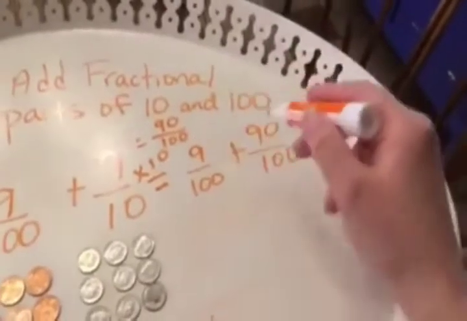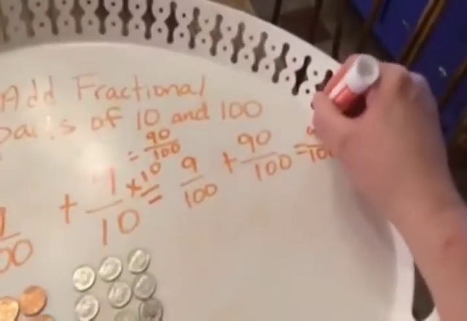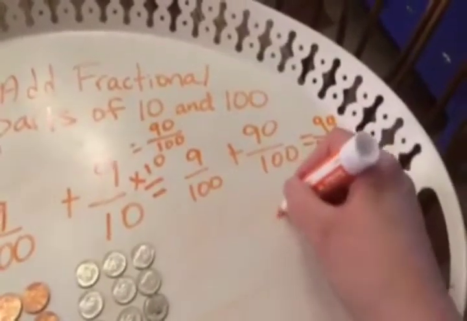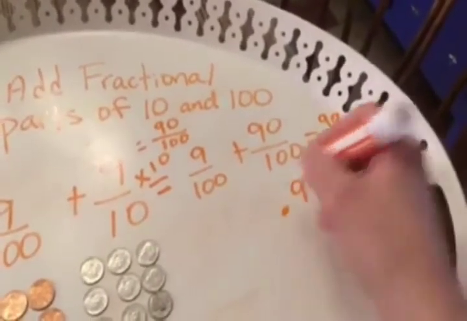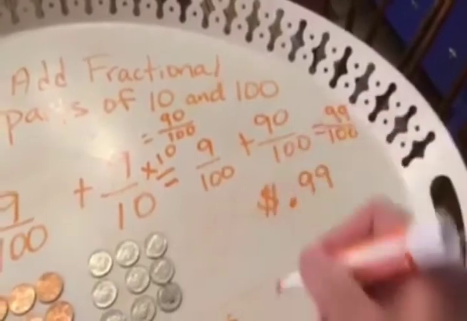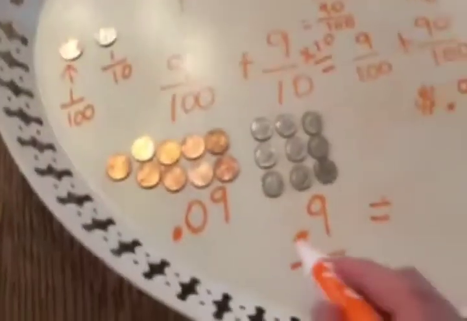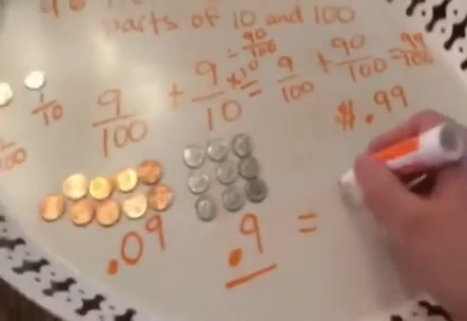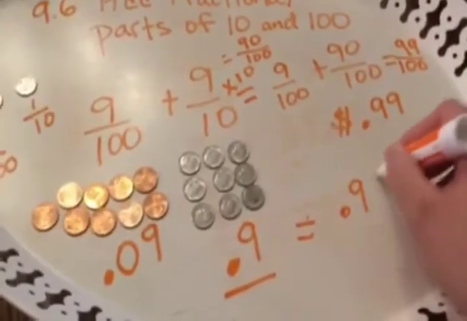I'm going to say that 9 plus 90 is 99. I have 99/100ths. Hopefully you're thinking, Mrs. Lewis, that's 99 cents. You almost have $1. And if you were down here at decimals and you already added that, then you know that this 9 tenths plus this 9/100ths is 99.